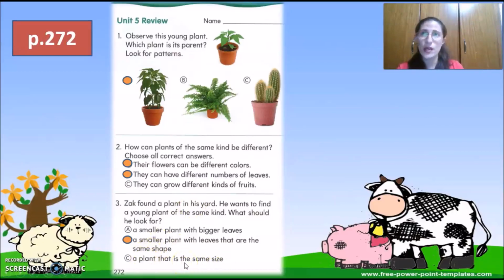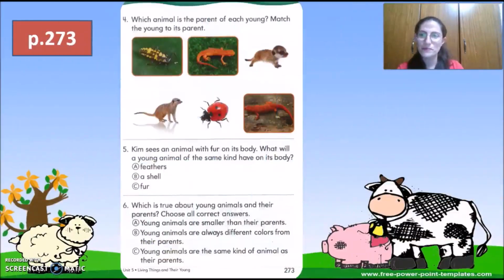C, a plant that is the same size. Well, if I found a plant that is the same size as the parent plant, is this a young plant? No, so C is incorrect. The correct answer is letter B. Clear? We move on. Page 273.